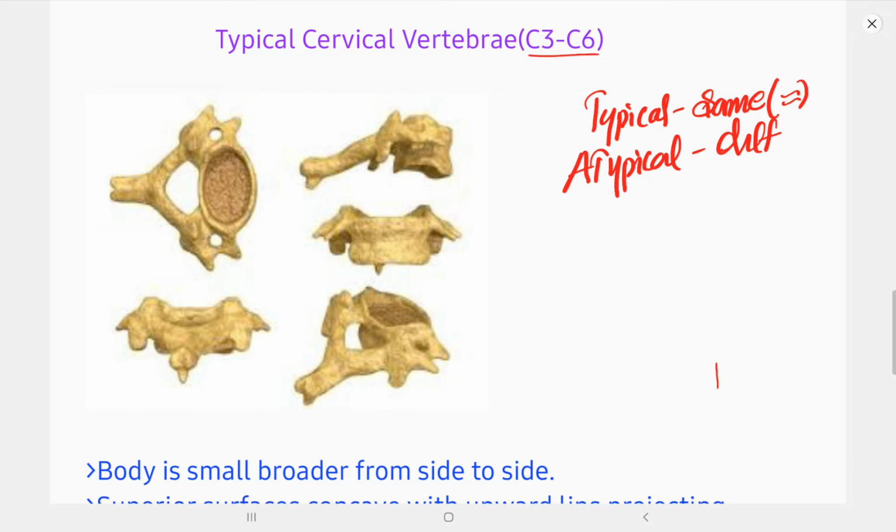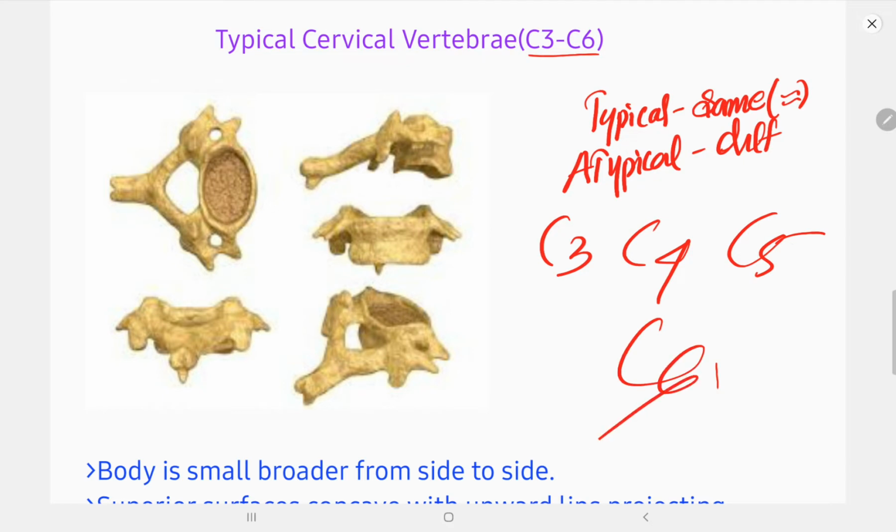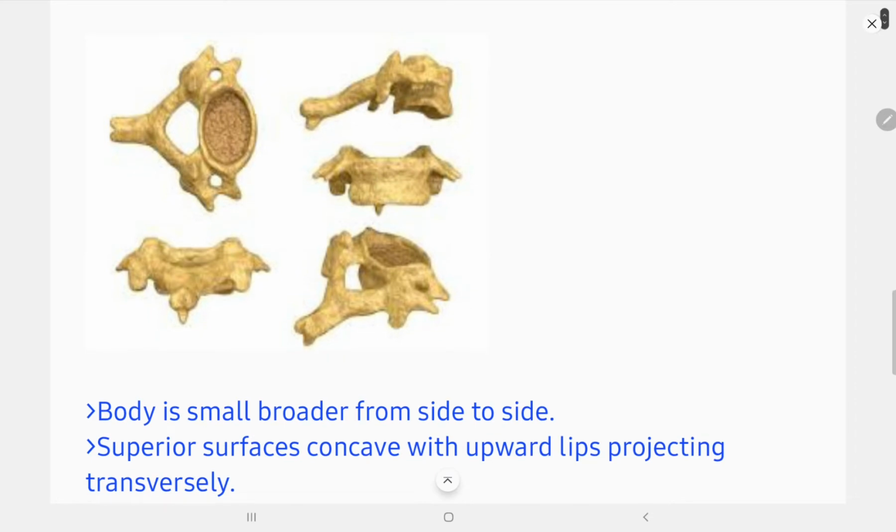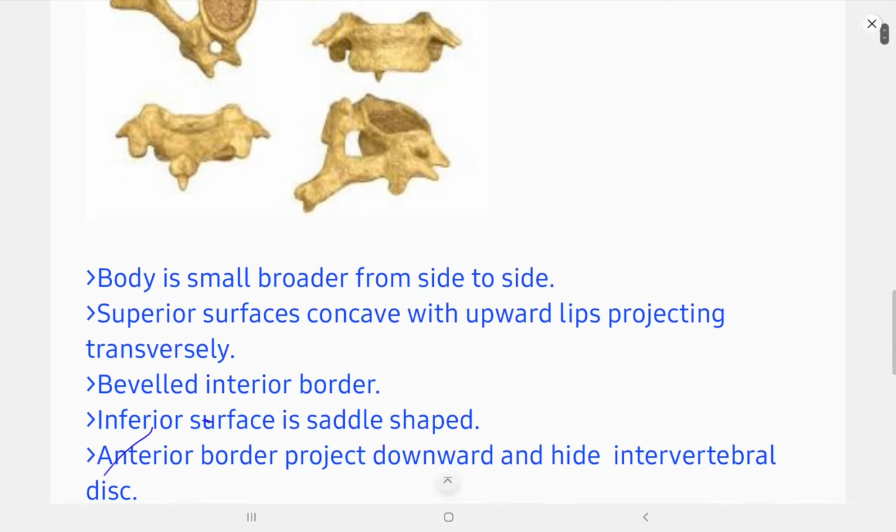Now in the figure you are seeing the typical cervical vertebra. C3, C4, C5 and C6 have approximately the same structures for everyone. So I'm going to explain each and every point regarding this session. Look, these are the different views of cervical vertebrae: superior view, inferior view, anterior, lateral, and posterior, and these you have to identify by yourself.